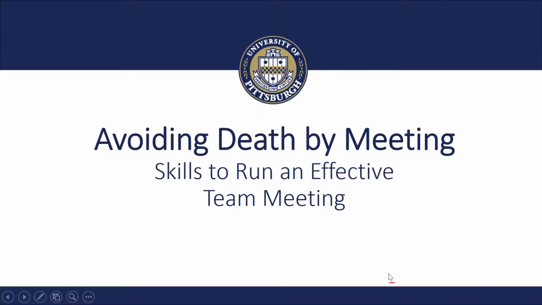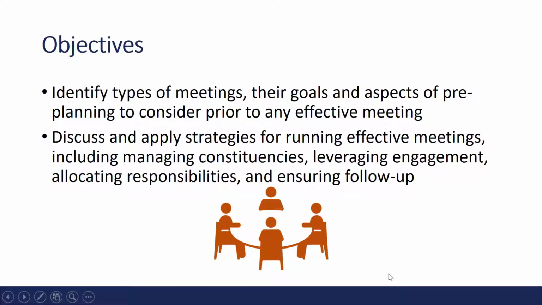All right, and today we're going to be talking about avoiding death by meeting. Hopefully we'll leave this workshop today with some skills to run an effective team meeting. So our big overarching objectives today are to identify different types of meetings, their goals, and aspects of pre-planning to consider to ensure success. We will also discuss and apply strategies for running effective meetings, including managing your constituencies, leveraging engagement, allocating responsibilities, ensuring follow-up.